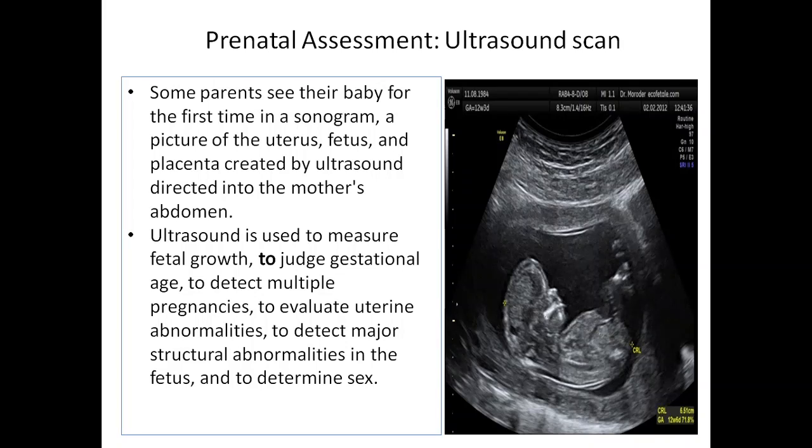Some parents see their baby for the first time in a method called a sonogram, also called ultrasound scanning. A picture of the uterus, fetus and placenta is created by an ultrasound directed into the mother's abdomen. Ultrasound is used to measure fetal growth, to judge gestational age and to detect multiple pregnancies, also to evaluate uterine abnormalities, to detect major structural abnormalities in the fetus, and also to determine the sex of the baby.